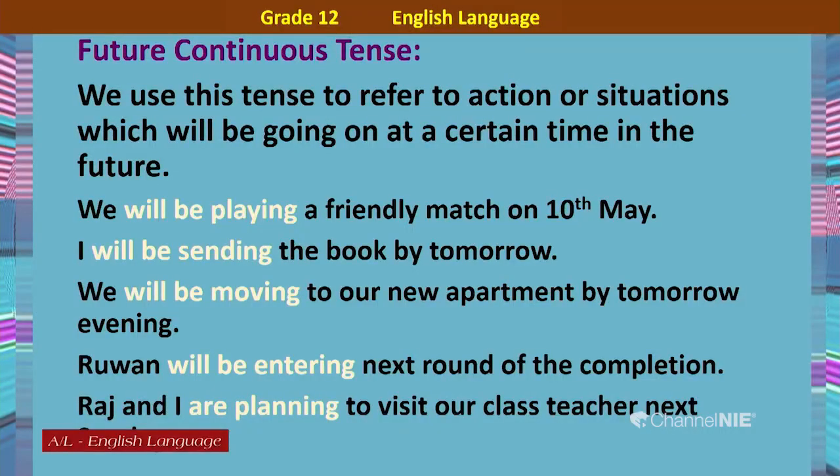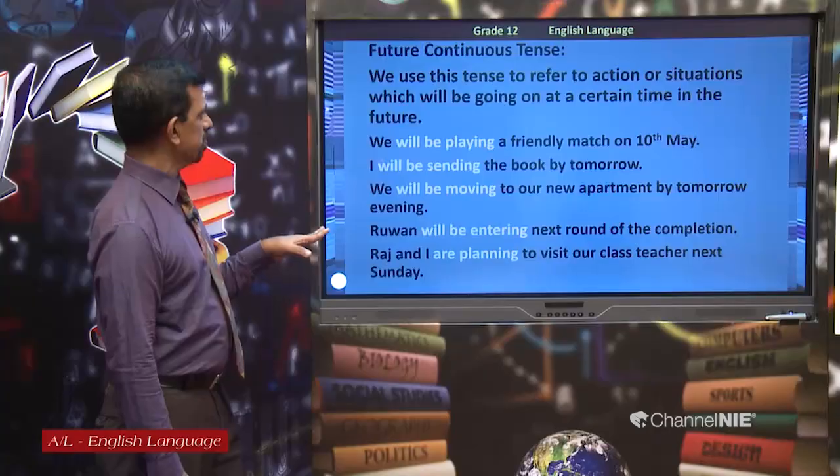We use this tense to refer to actions or situations which will be going on at a certain time in the future. Look at the highlighted form, and then you will be able to understand how it is formed. You already know we use will, and with continuous form we use will be playing, will be sending, will be moving, will be entering. Raj and I will be planning to visit our class teacher next Sunday.